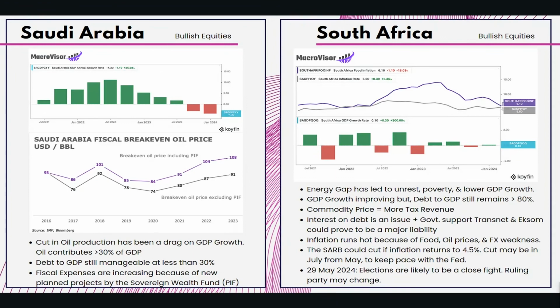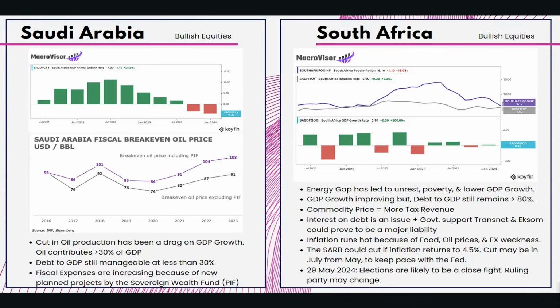And then secondly, we have fiscal expenses, which are also an issue because of all these new projects that they're undertaking. And the government actually needs higher oil prices to cover all the planned expenses from their sovereign wealth fund, which is the PIF. We can see here in the second chart where the fiscal break-even for oil prices is actually quite different with and without these PIF investments.